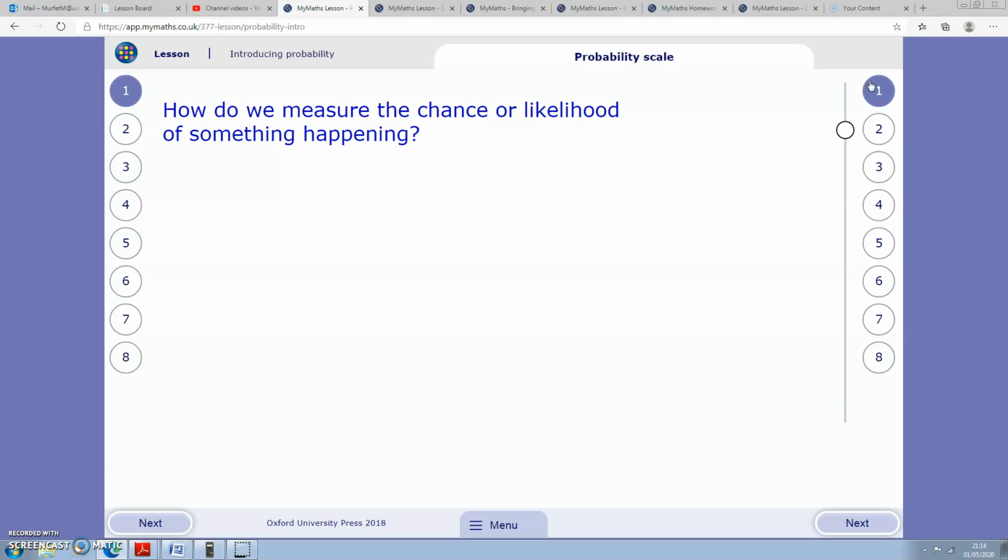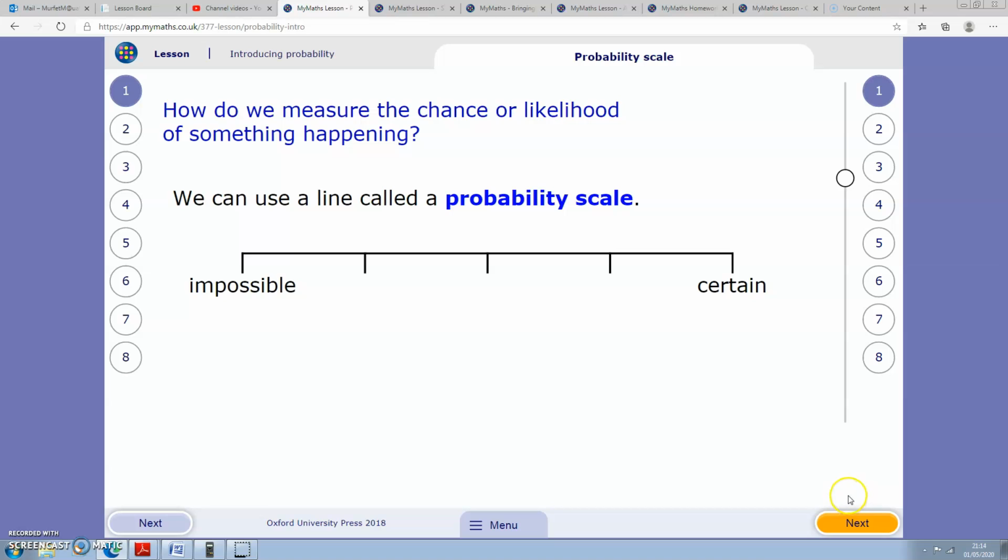Step 1. How do we measure the chance or likelihood of something happening? That's what probability is. Usually, we can use a simple probability scale. You can see we've got 5 different steps here. If something's never going to happen, it's impossible, and it's got 0% chance of happening. If something is certain, it's always going to happen. It's never going to not happen. So that would be classed as being certain.